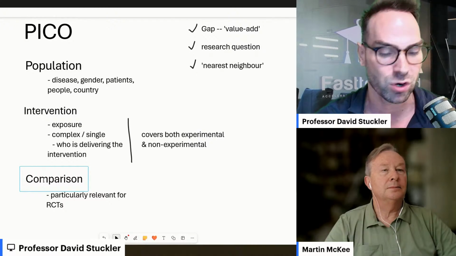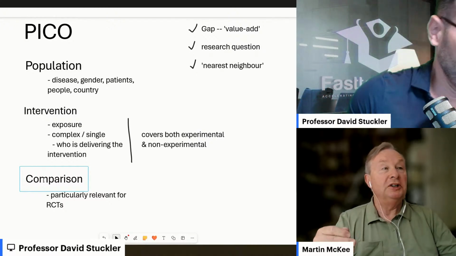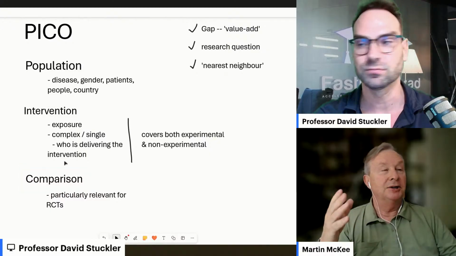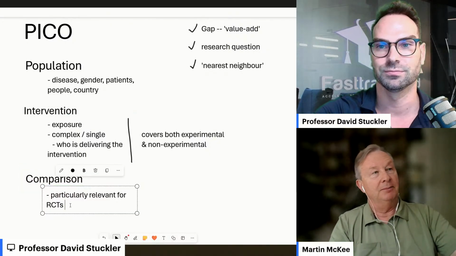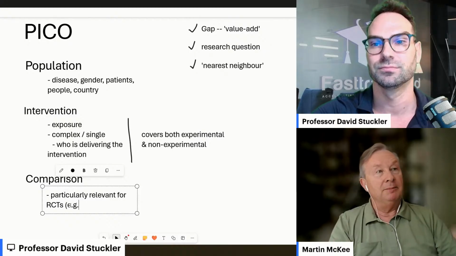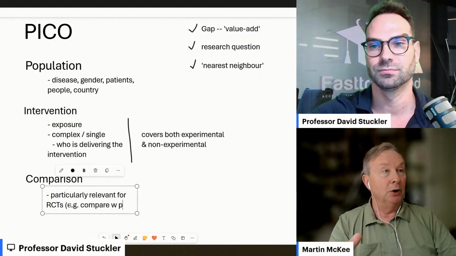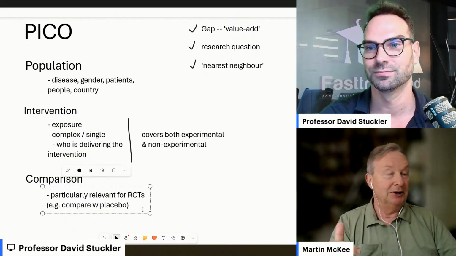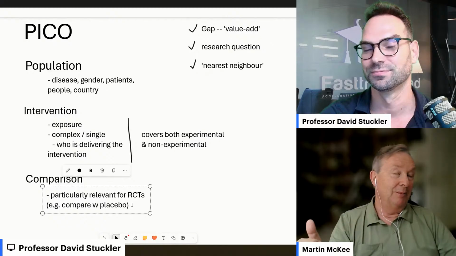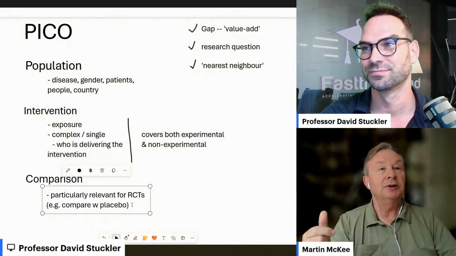What's the C for? A comparison. So, what is it that you're actually comparing? In a placebo randomized controlled trial, it's an active medicine with a dummy, or it may be comparing two different types of treatment. If there already is a well-established treatment, then it may be unethical to just give them a dummy treatment. So you're comparing with whatever is standard treatment.